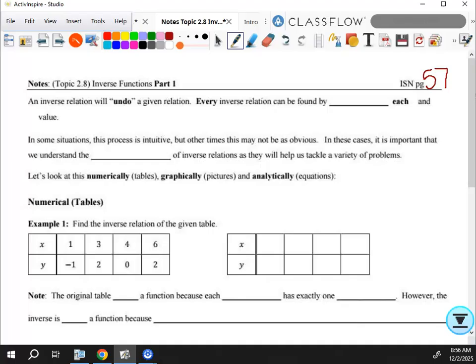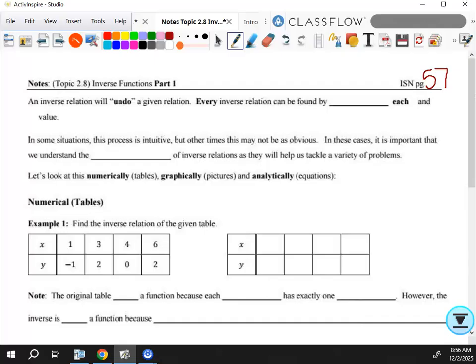Just like yesterday with the compositions, inverses are not brand new to you. You can't approach them like you've never seen them before in your life. I'm going to go back over some of the basics, but you still have to have some general understanding of this.